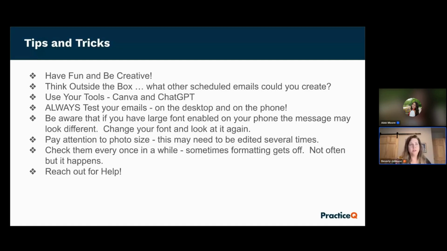Use your tools, the Canva and the ChatGPT that I showed you. It just makes creating these things much easier, and you don't have to start from scratch. It's also quick. Always, always, always test your emails on the tablet, on the computer, and on your phone, just to make sure that they look good. Pay attention to the quality of the pictures like we talked about. And every once in a while, the formatting on those pictures changes. I don't know what happens in there, but every once in a while, like every 6 months, I'll go back in and look at my emails just to see if I need to update something.